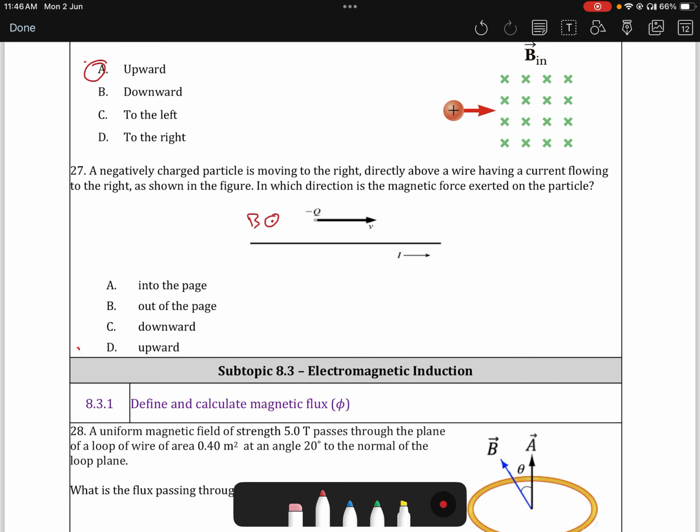Now we will use our right hand rule again to find the force on the particle. Thumb with the velocity to the right, index out of the page with the magnetic field. Now the direction is downward, but it's a negatively charged object, so we will take the opposite direction. So the answer is upward.